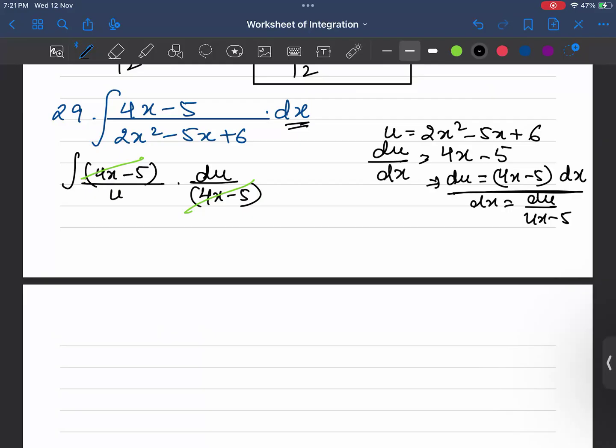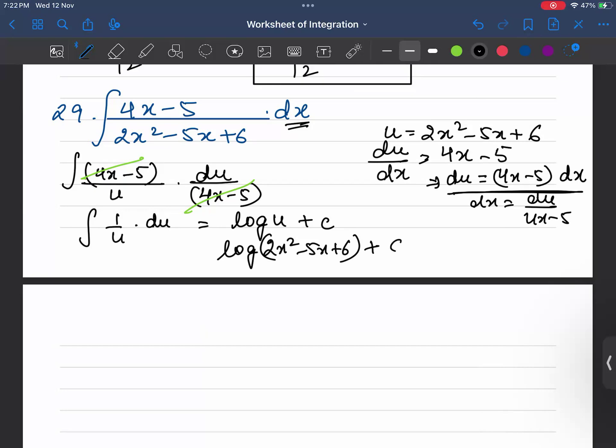It would be 1 upon u du. And we know integration of 1 upon u is log u plus c. And I can substitute log in place of u. 2x square minus 5x plus 6 plus c is your answer. I think it's clear.